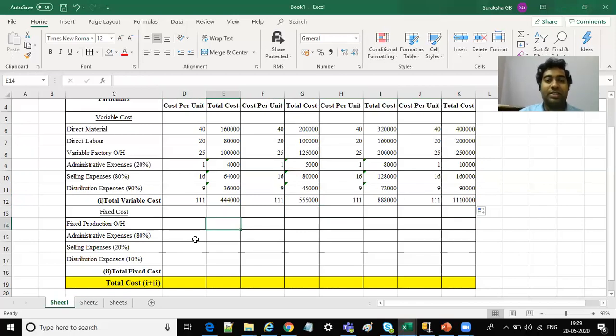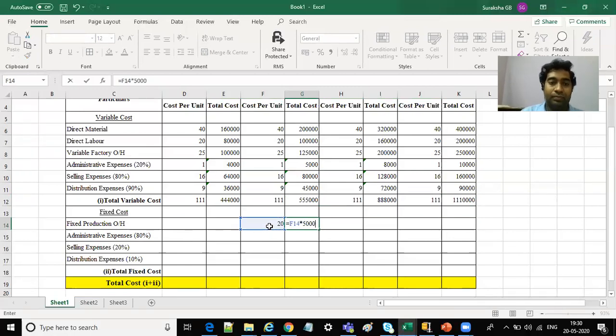So fixed cost is given for 5,000 units. For 5,000 units, the fixed production overhead in the problem is given as 20 rupees. So I'll take it as 20. This is multiplied by 5,000 units. Because we know that the fixed cost will remain same at all levels of the activity, whether we are producing one unit or 100 units, the fixed cost will remain same. So the total cost at all levels would be same only.